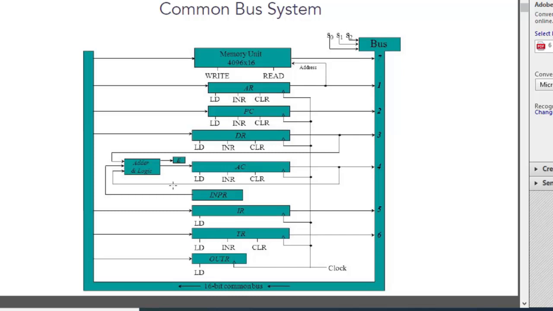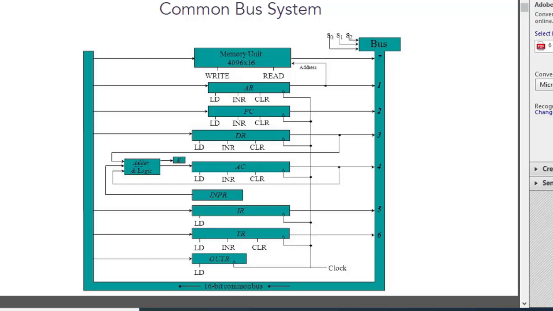Here in the case of the accumulator you can see that it is not getting input from the common bus system because it is getting input from the input register, which is entered using the input device. The second input it gets is from the accumulator itself, and the third input to the accumulator comes from the data register, in which data, or you can say operands, are stored. Now here the structure is adder and logic. We can also consider it as ALU.